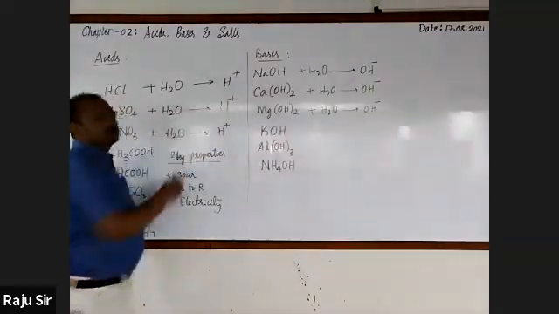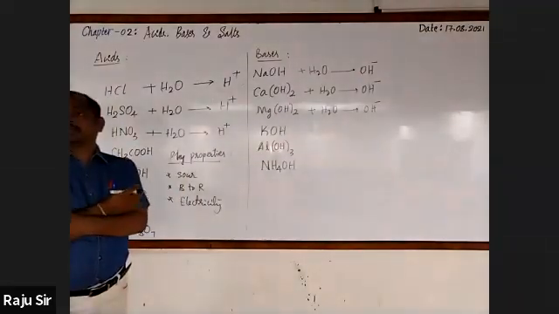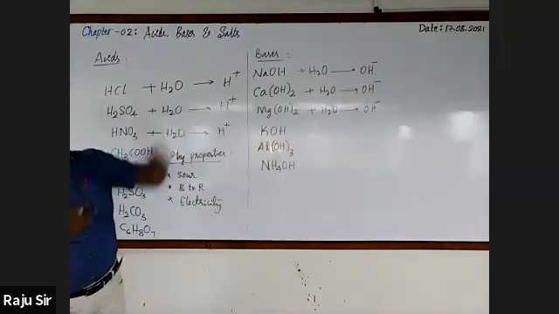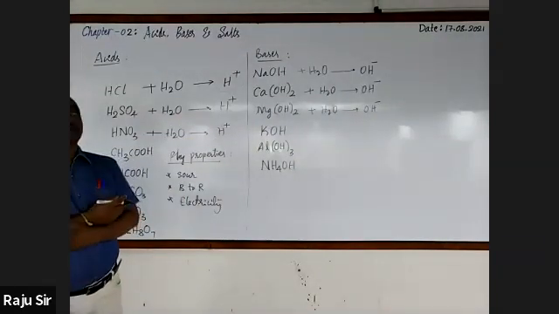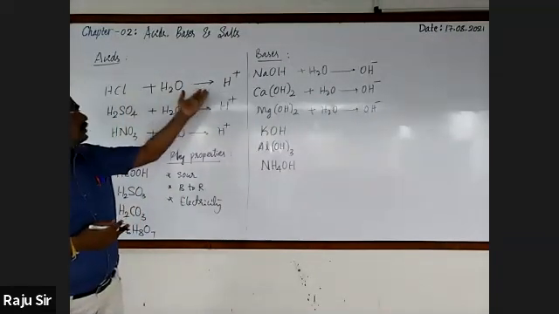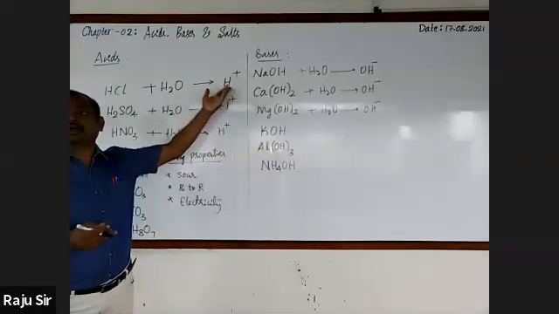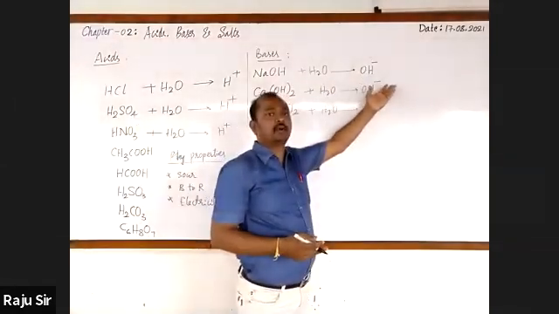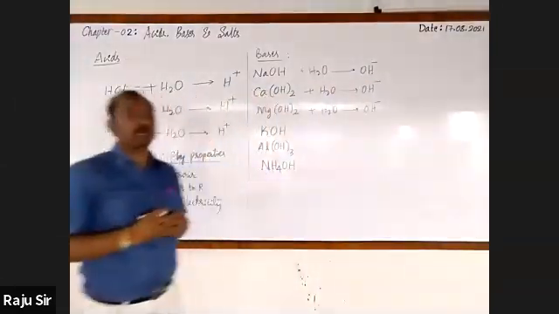H plus is what type of ion? What do you call the positively charged ion? Cation. And the negatively charged ion is an anion. Acids will produce the cation called H plus and bases will produce the anion called OH minus.